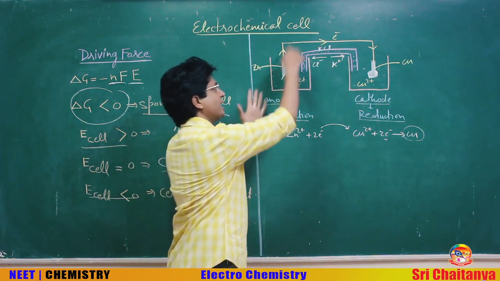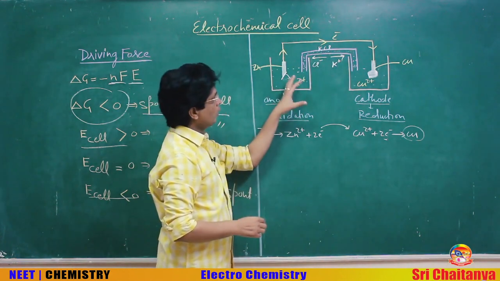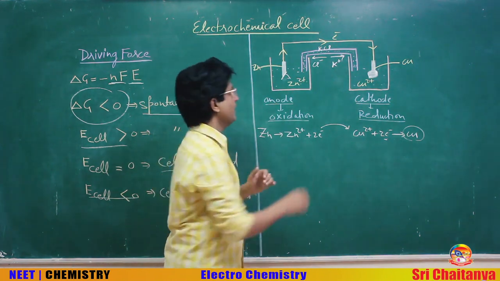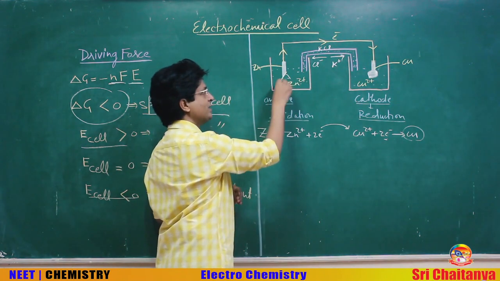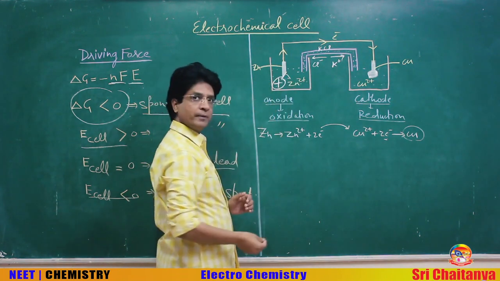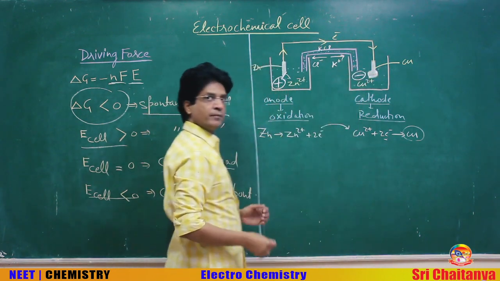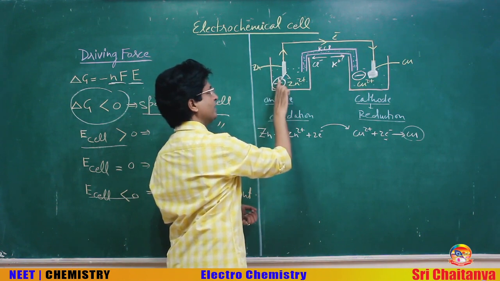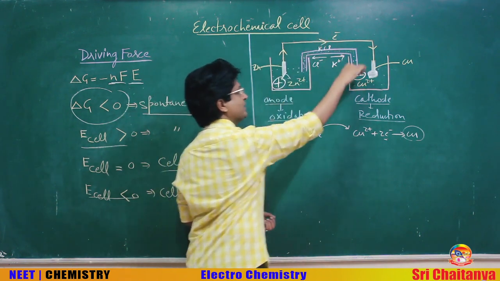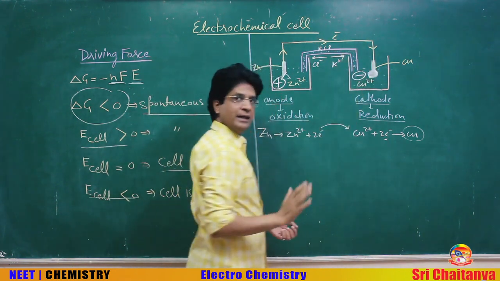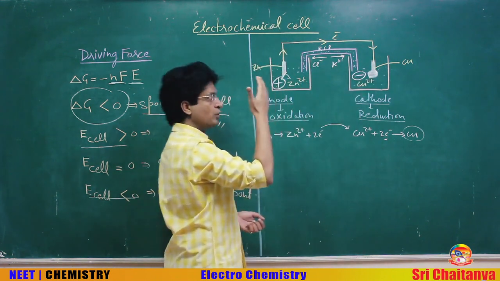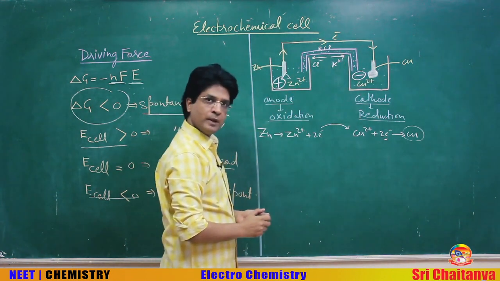Now as soon as the cell starts working, it will also stop working, and the reason is, as we have more and more zinc ions, a positive charge will develop here. And as the electrons go there, we'll have an excess of negative charge. This positive charge will not allow the electrons to move up, and this negative charge will not accept the electrons, it will rather repel them. So the current will stop flowing.